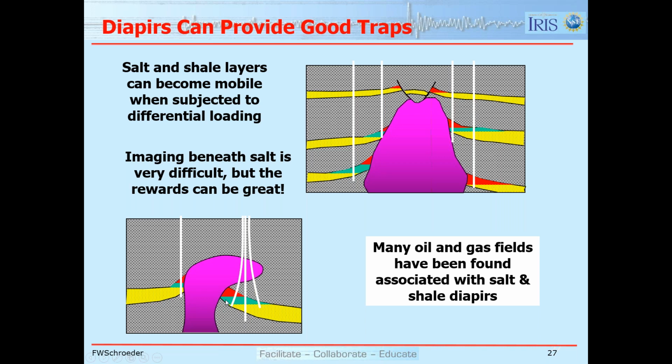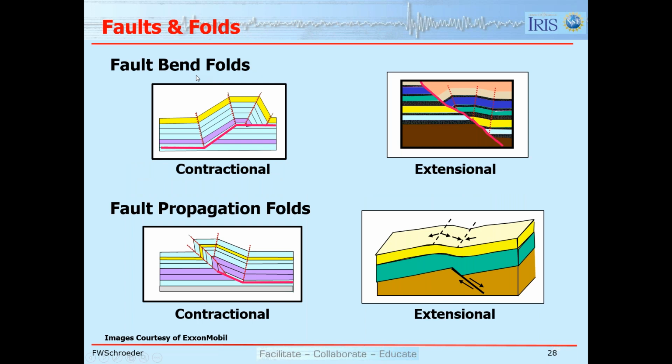We also have various models by which different features and structures form. There's the fault bend fold model. This is an example sketch of what we would expect with a contractional fault, where the rocks above the detachment surface have been shoved right, left to right. And then this is an example where we have an extensional fault. These rocks have dropped down.